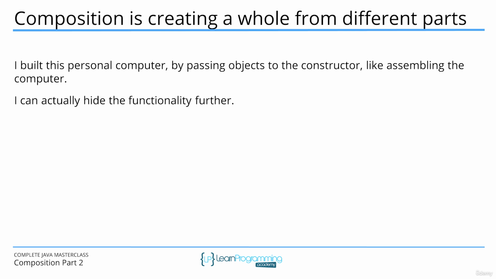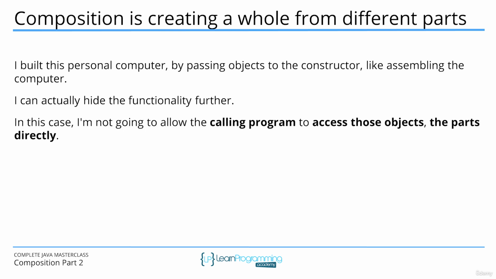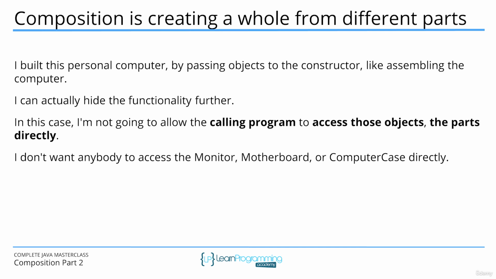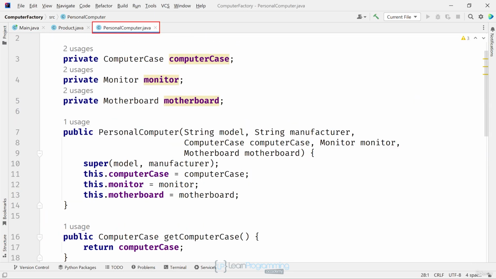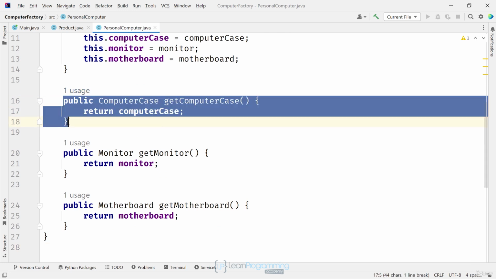I'll continue on now and look at another scenario whereby I can actually hide the functionality further. In this case, I'm not going to allow the calling program to access those objects, the parts, directly. I don't want anybody to access the monitor, motherboard or computer case directly. What I'll do first is that I'll go to my PersonalComputer class and I'll comment out all the getter methods.